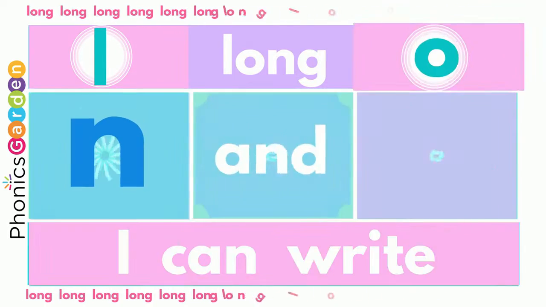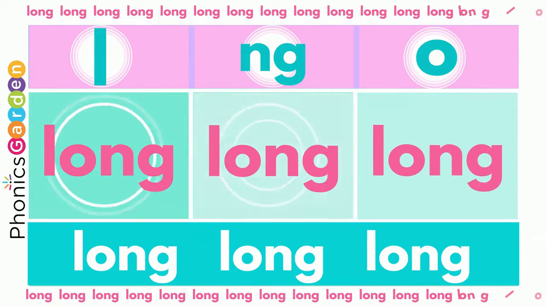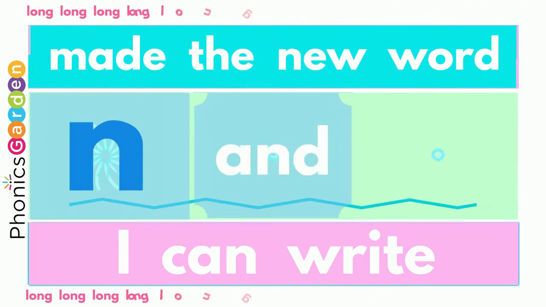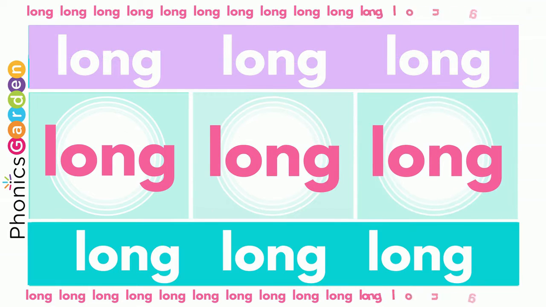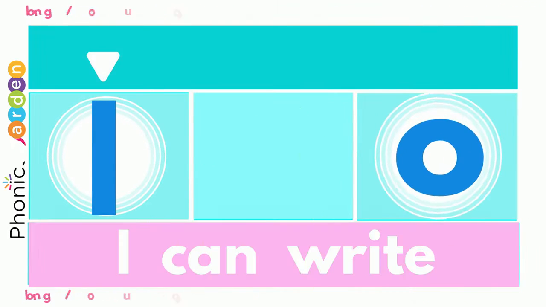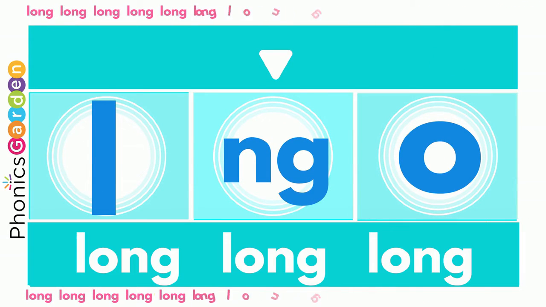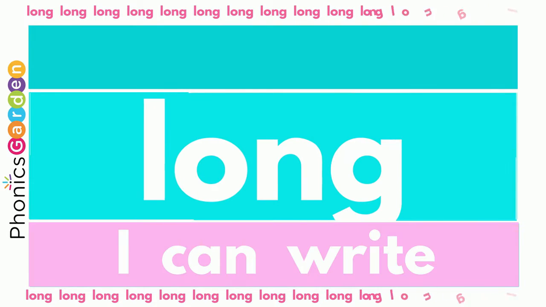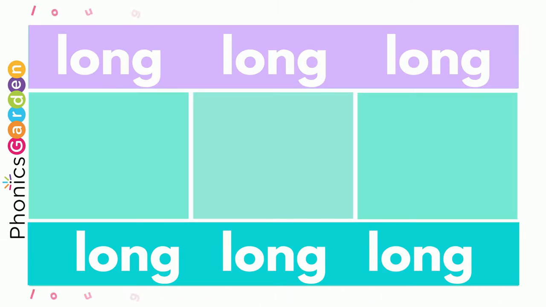Use an L, use an O, end it with NG. Now you read and you can write, and you can write long. Use an L, use an O, end it with NG. Now you read and you can write me.